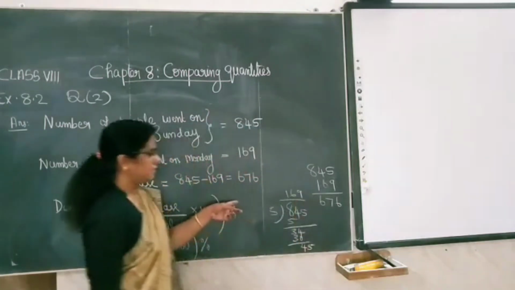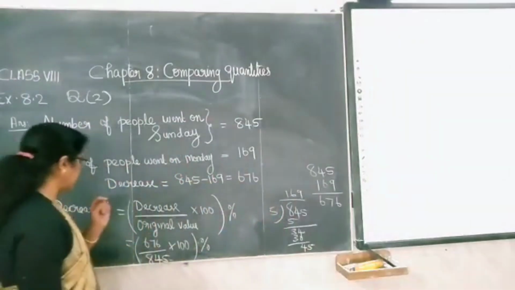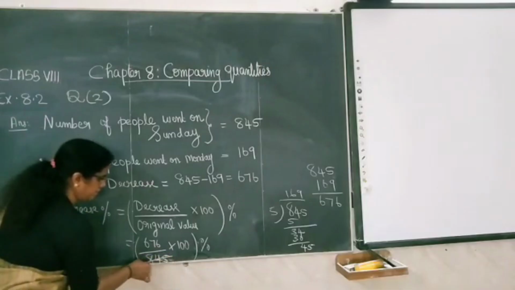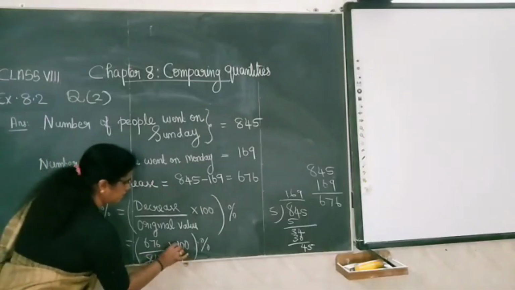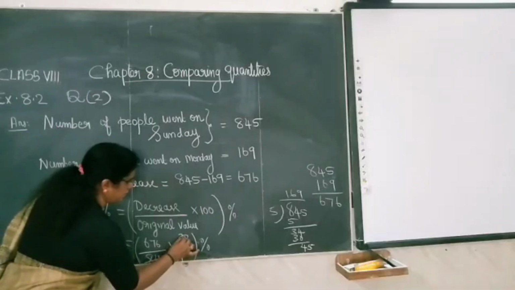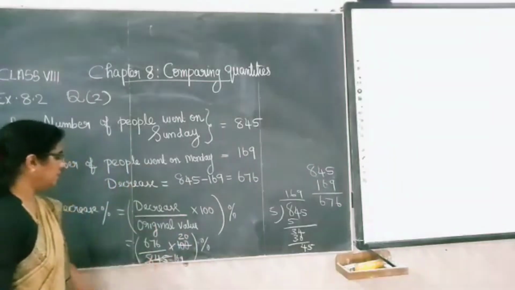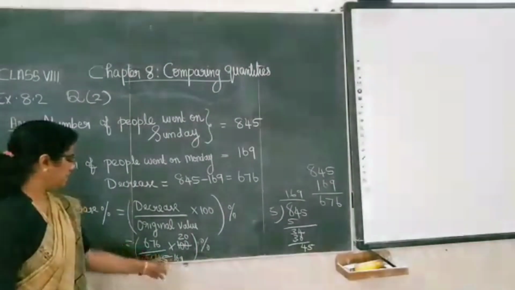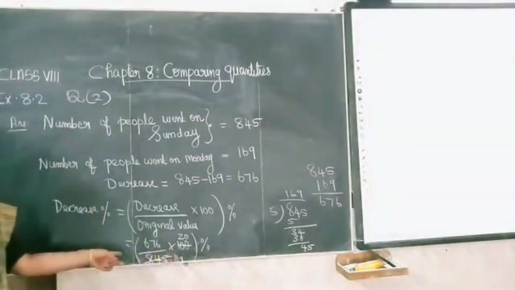You will get 169. 845 when divided by 5, you will get 169. So here we can write 169, and here it is 20. We were dividing numerator and denominator with the 5. Now 169 and 676 we can divide.